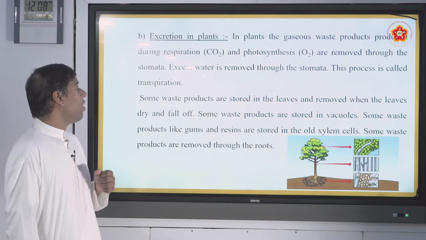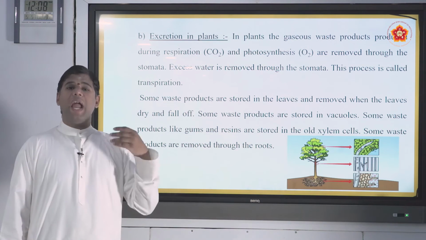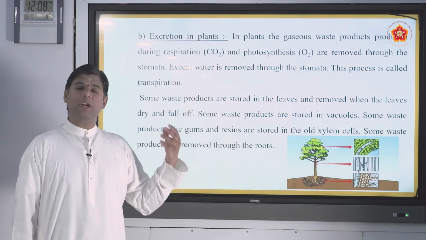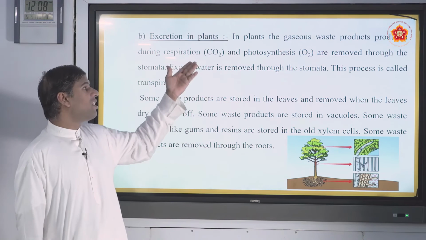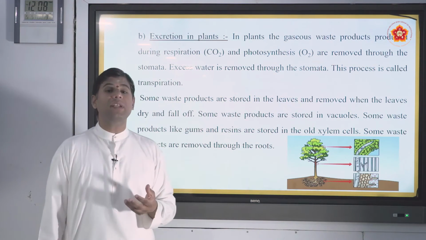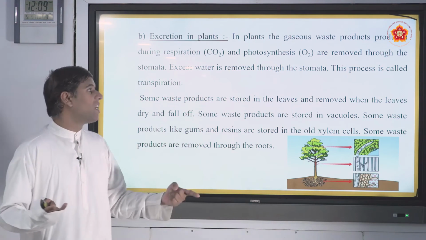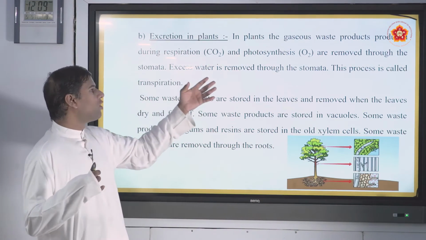Alright, so let us see excretion in plants. Just as we have excretion in human beings and animals, we have excretion in plants too. So in plants, what happens? The gaseous waste products: during respiration carbon dioxide is given out, and in photosynthesis the carbon dioxide is absorbed and the oxygen is given out. It is removed through the stomata. Excess water is also removed through the stomata.